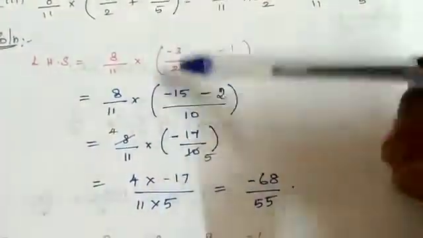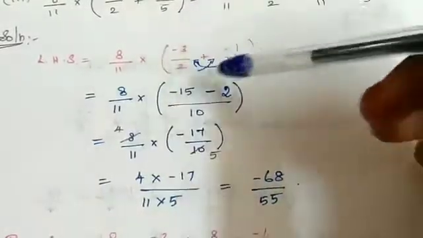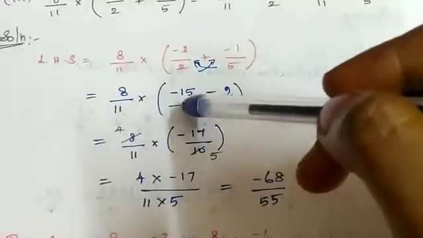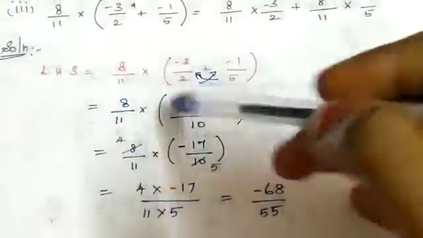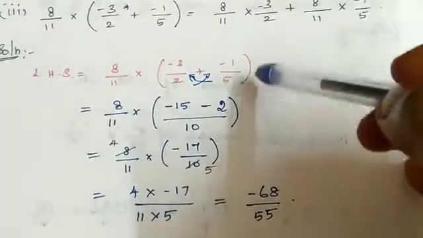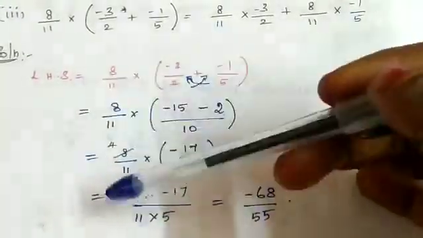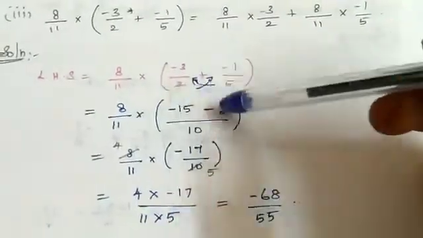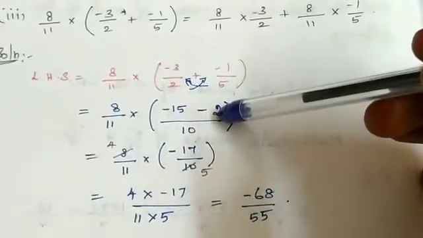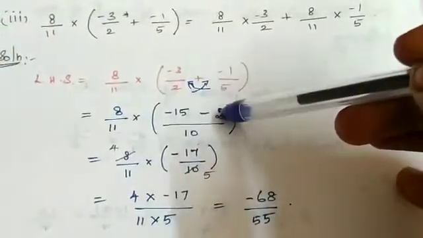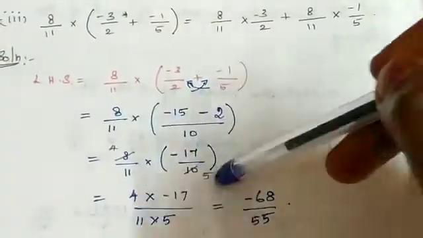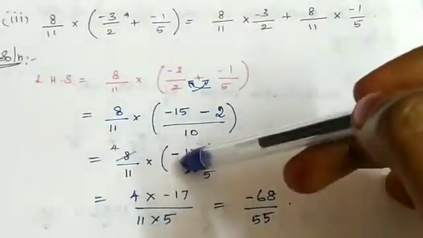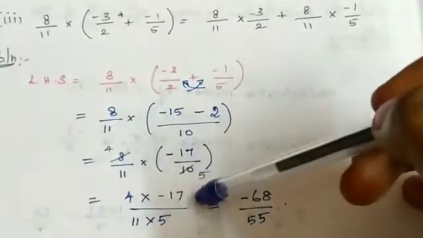5 3s are 15, and minus into plus is minus. Then 2 1s are 2, plus into minus is minus, so minus 2. The denominators are multiplied: 5 2s are 10. Now it is changed to the LCM. Take the LCM. 8 by 11, don't disturb the number. 8 by 11 is multiplied with the bracket, where both numbers have the minus symbol. In addition, if both have the same sign, you add the numbers and put the same sign. So 15 plus 2 is 17. Minus and minus, take only the minus. So minus 17 by 10.